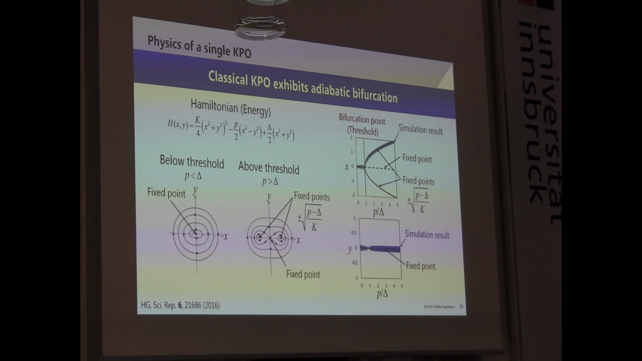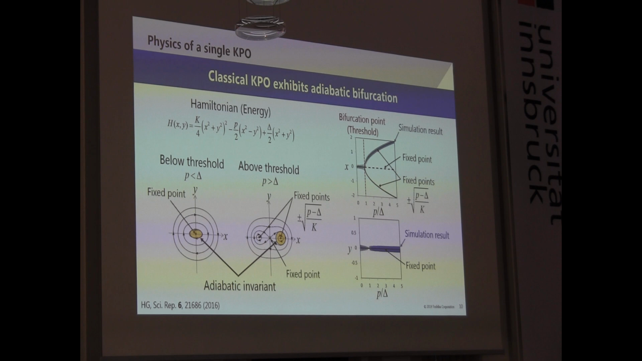And the blue curves show the simulation results where the initial state is set around the origin and pump rate P is increased slowly from zero. The system follows one of the fixed points. This can be explained by using adiabatic invariant. The adiabatic invariant is the area enclosed by the trajectory, and this is conserved when the parameter varies sufficiently slowly. So if its initial value is small, the final value is also small. So the system follows one of the local minima.